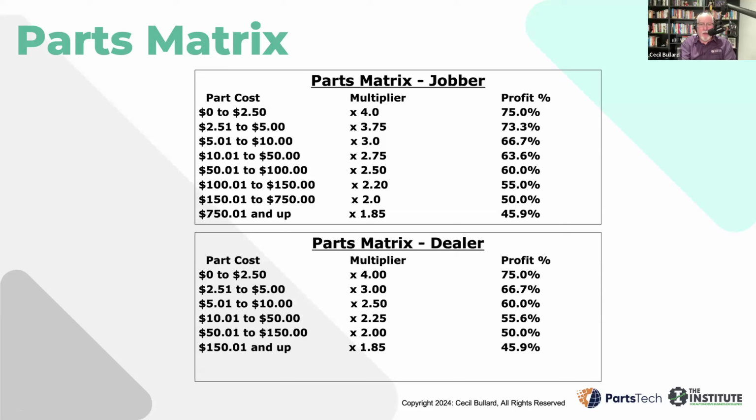So if my average price on a part today is $55, and I buy that part at 55, I'm going to mark it up times 2.5, which is a 250% markup and a 60% margin. Don't confuse markup and margin. Markup is the multiplier that you use to get to the price. Margin is the difference between what I paid for the part and what I received for the part.